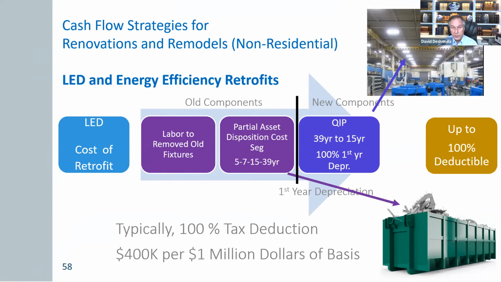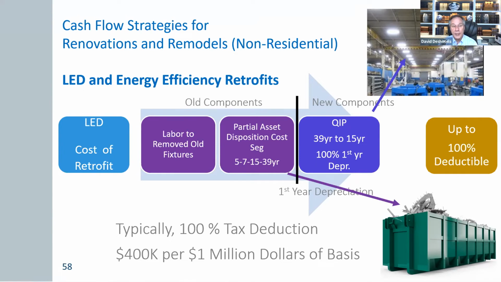The fixtures that are up there, you're going to change those out. Labor to pull those out, you can write off. Remaining depreciable value of the fixture, you can write that off because it went into the dumpster. The new fixture that's going in qualifies under QIP, qualified improvement property, and can be written off as well. So you can write off more than 100% of the cost of the project. So a $1 million project is going to save you $300,000 to $400,000.